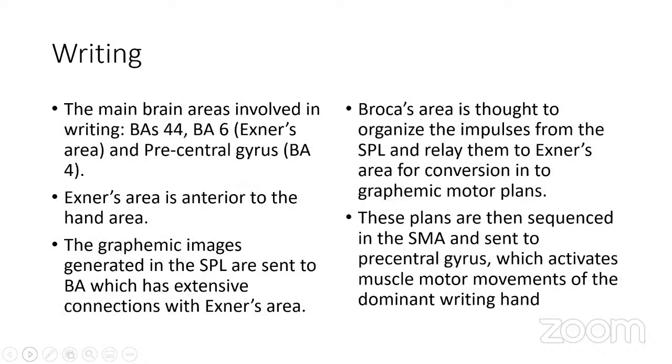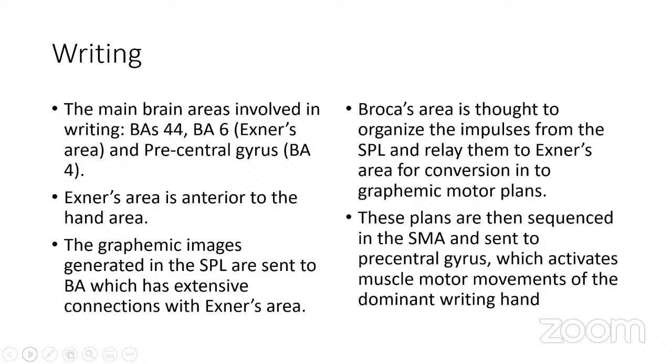So now we'll explain in more detail. The main brain areas involved in writing are Brodmann's area 44 and Brodmann's area 6, that is Exner's area, and the precentral gyrus, Brodmann's area 4. Exner's area is anterior to the hand area, you can imagine. The graphemic images that are generated in the superior parietal lobe are sent to Broca's area, which has extensive connections with Exner's area, Brodmann's area 6. And Broca's area is thought to organize the impulses from the superior parietal lobe and relay them to Exner's area for conversion into graphemic motor plans.